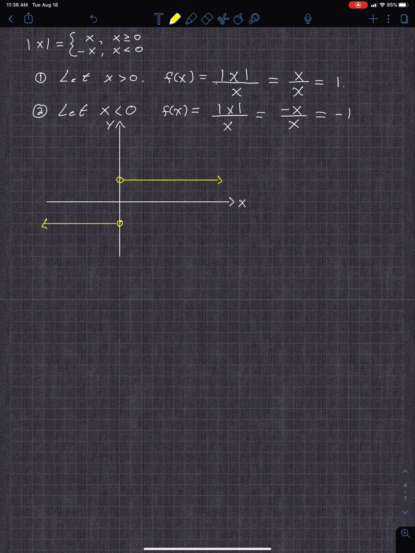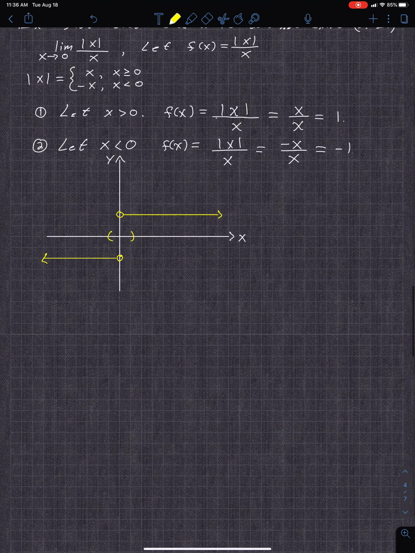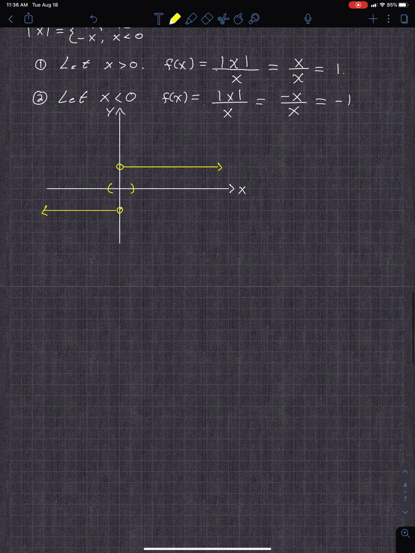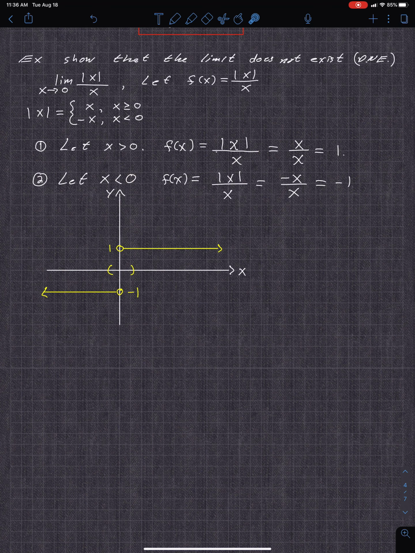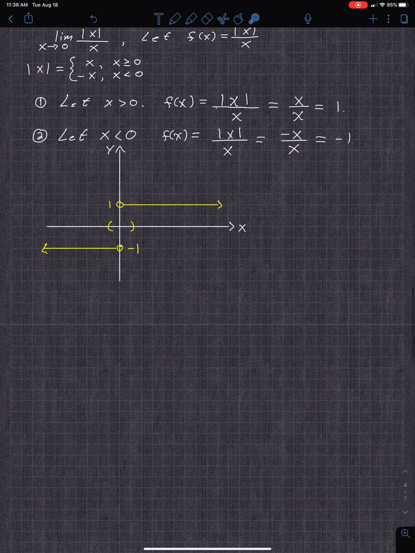So let's ask the question. As you approach or get close to 0, does the function value approach a specific number? And the answer is no, because if you're approaching like this on the right, you get 1. If you're approaching like this on the left, you get negative 1. So it does not approach a specific number. Okay, so this is 1 and this is negative 1. Now some of you may know, and we'll get to this a few sections ahead, there is such a thing as a right and left limit, and we'll define that later.